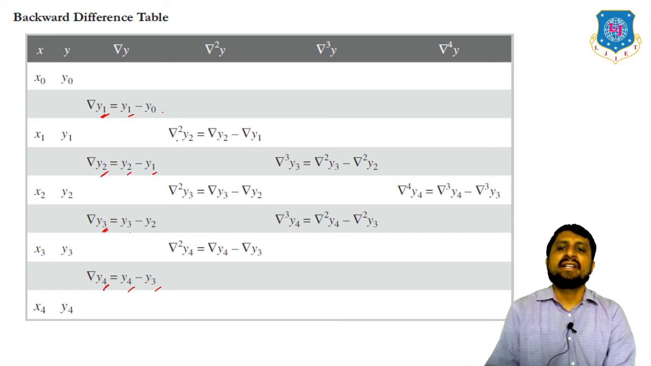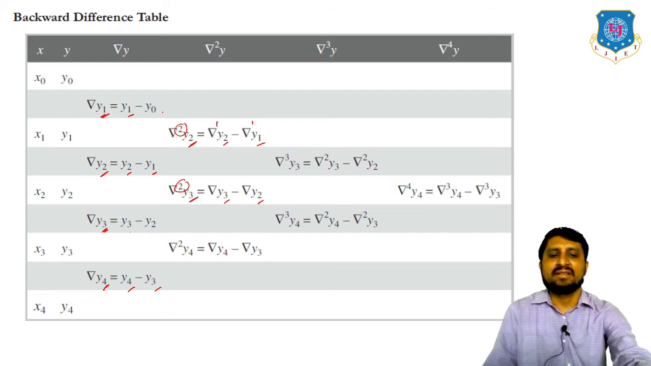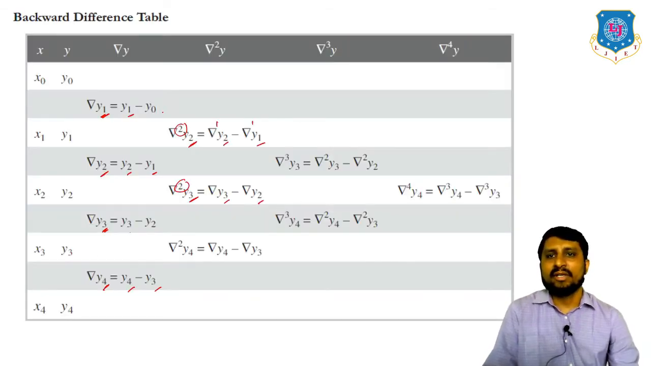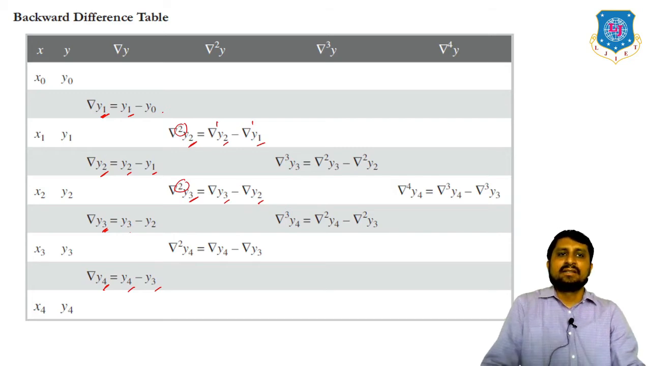Here similarly you can define nabla square y2. Here the degree is 2, so on the right side you have degree 1, and in the subscript you have 2, so 2 minus 1. Here 2, so degree 1. Here in the subscript you have 3, so 3 minus 2. Got it? And in a similar manner you can easily make this backward difference table. Similarly, using this method you can easily find this backward difference table. Okay, so thank you.